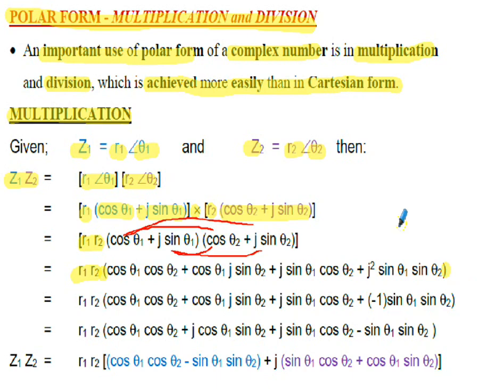What you need to be aware of, of course, is that during the expansion we get a j times a j. We've got the plus j sine theta 1 multiplied by the plus j sine theta 2, so we get the j squared sine theta 1 sine theta 2 term here. We know from previous work that j squared has a value of negative 1, so we replace that with negative 1 here. The final line has r1 r2 outside of the big square bracket, and inside we've got the binomial expansion accounting for the j squared, which is negative 1.